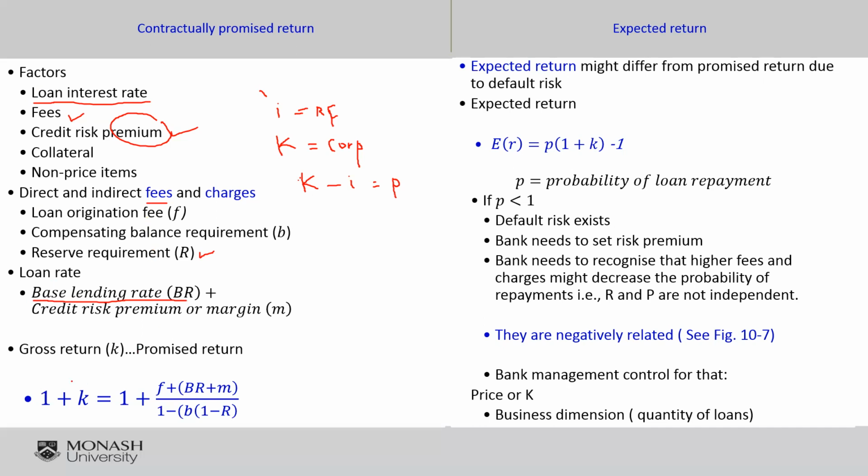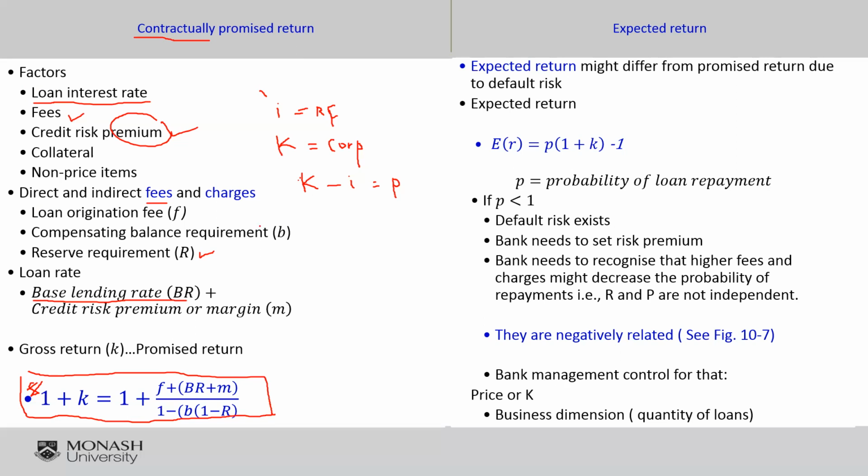If you want to calculate this, you can come to this formula. When the bank gave you $1, they expect to receive this $1 plus K, plus their return. And the return, if you look at the K, is the fees plus the basic rates plus M, over 1 minus the compensation balance, 1 minus the reserve. But this is what we call contractual. This is when we sign the contract. Did we get it all?